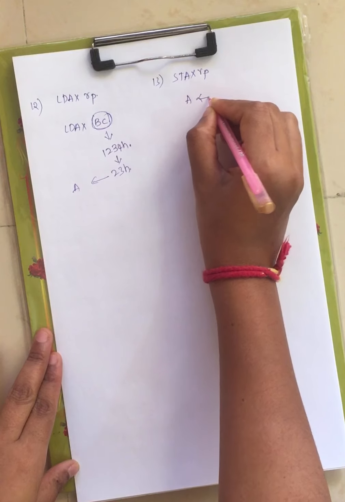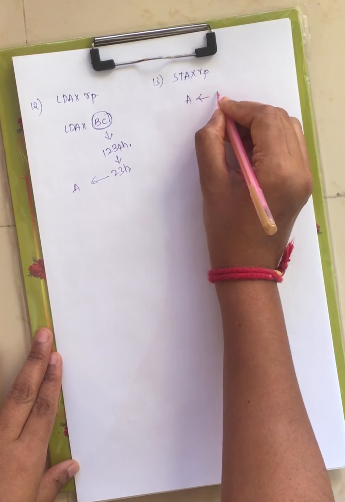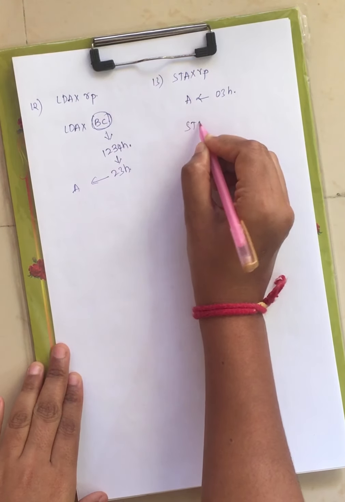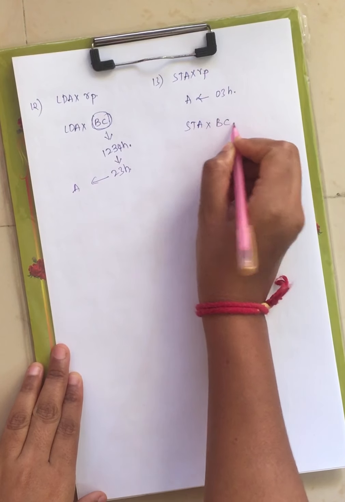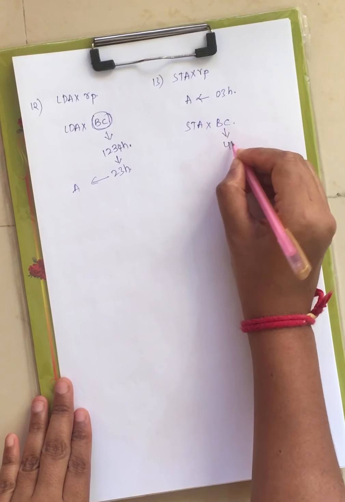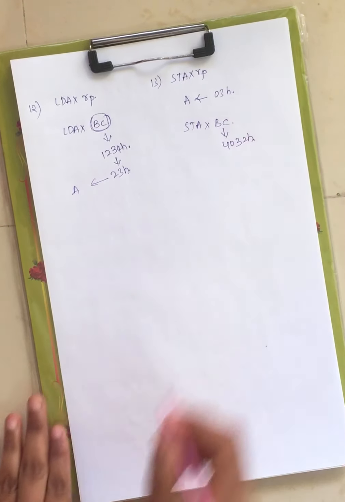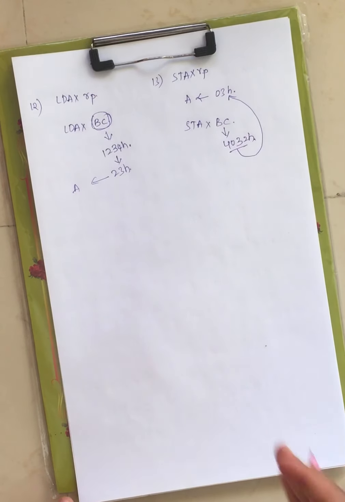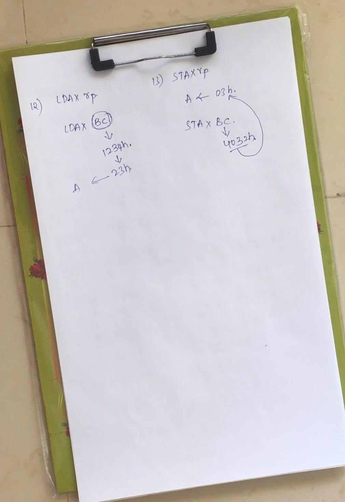Now you are storing some data, 03H. The accumulator has some data, 03H, right? An example I can give is STAX BC. Now BC is pointing to memory location 4032H. Now this memory location is stored with the contents of the accumulator, right? This is just the reverse operation. Now let me briefly explain. Here ends the data transfer control group.